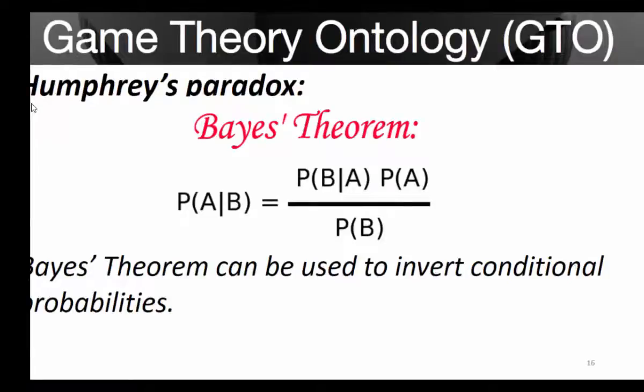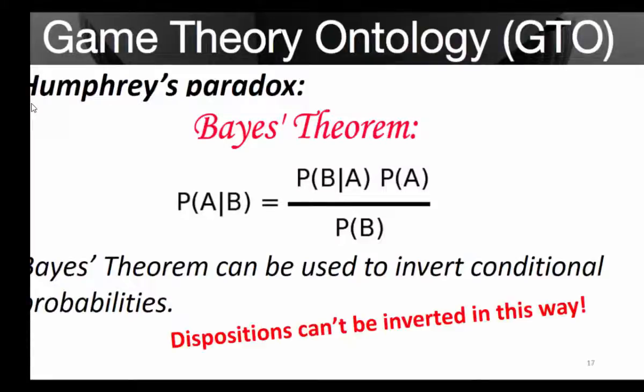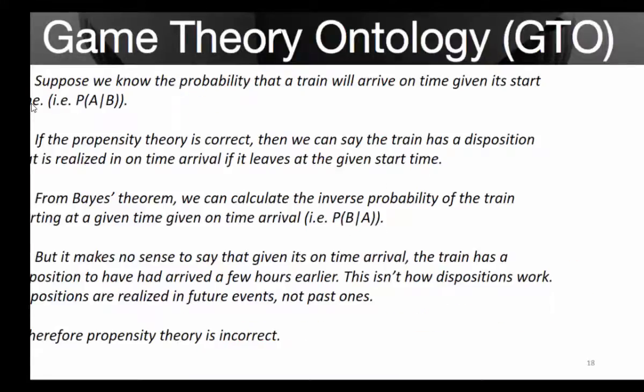The other one is Humphrey's paradox, which is a long-standing problem for Popper's view. This follows Bayes' theorem, which says that we can calculate inverse probabilities using Bayes' theorem. So if we know the probability of A given B, we can also compute the probability of B given A. Now, dispositions, unfortunately, can't be inverted this way, or at least that's my interpretation. So I'll slow down and we can spend some time on this slide.